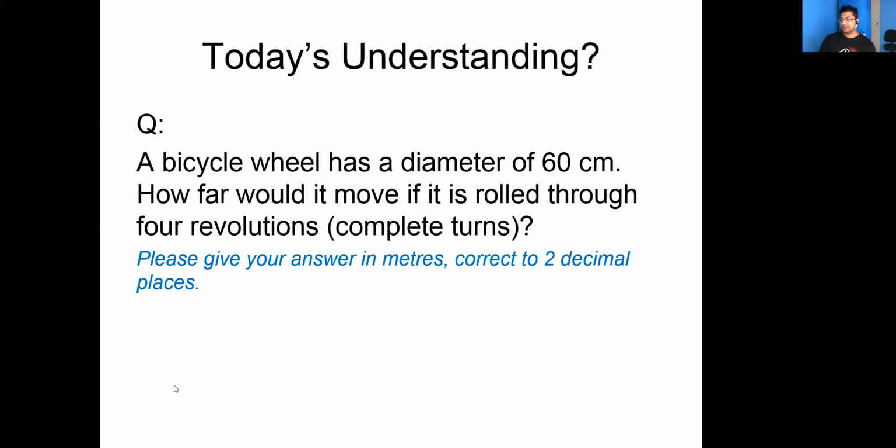So there is a bicycle with a diameter of 60 centimeters, and how far would it move if it rolled through four revolutions? One revolution, we say, is a complete turn. So one revolution means one circumference. Four revolutions means four circumferences. Now it's your turn to solve the problem. Read the problem very carefully and solve it. Suppose you are riding the bicycle.